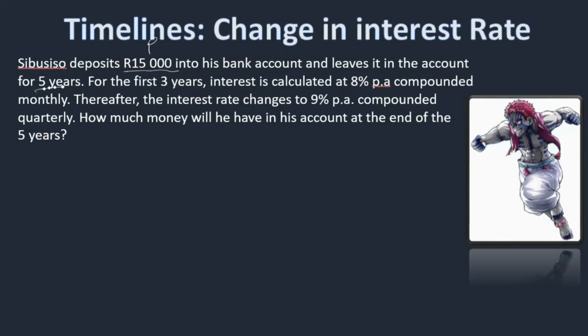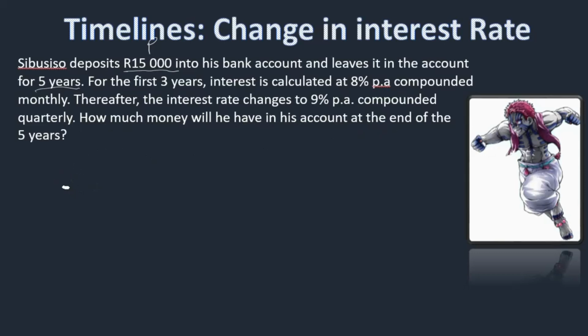Now, do you see this? This is time, all right? This is N. It says for the first 3 years. Now, do you see? There is something that only happens for the first 3 years and not for the other 2 years in that 5 years. For the first 3 years, interest is calculated at 8% per annum compounded monthly. Thereafter, the interest changes to 9% per annum compounded quarterly. How much money will he have in his account at the end of 5 years?